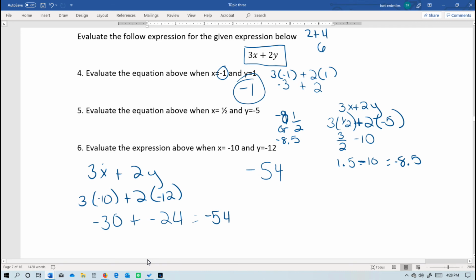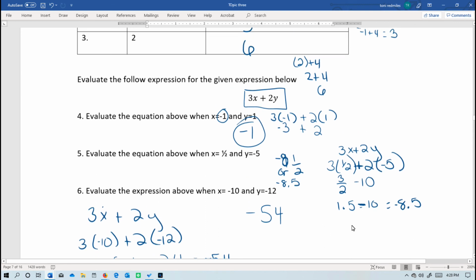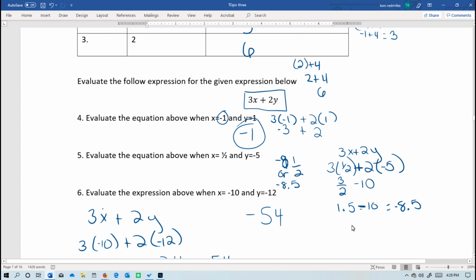All right, keep working this until it makes more sense, and let me know if you need more help. And if you don't, then go on to the next one.